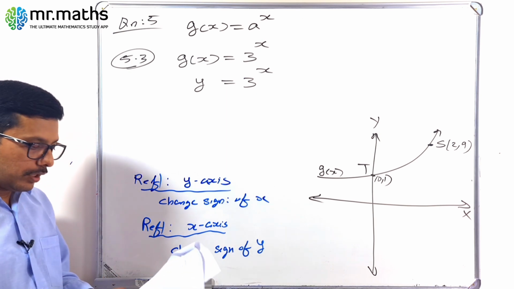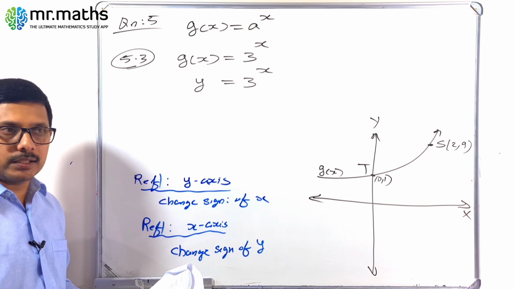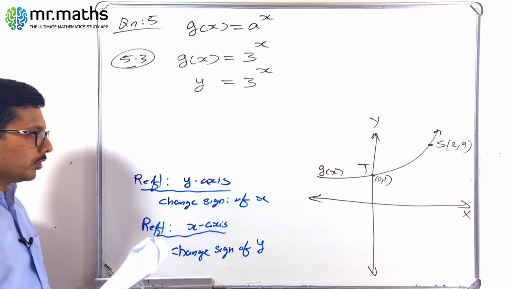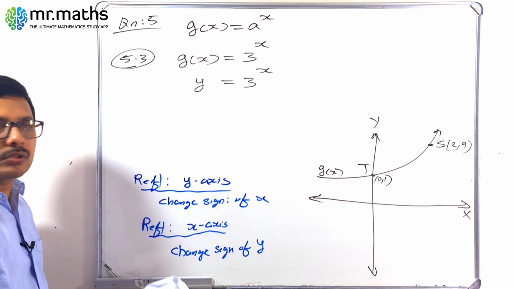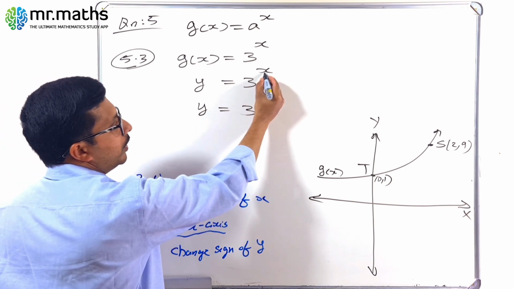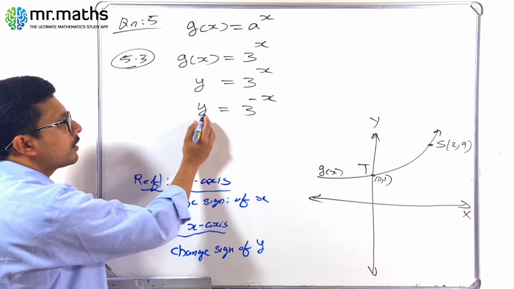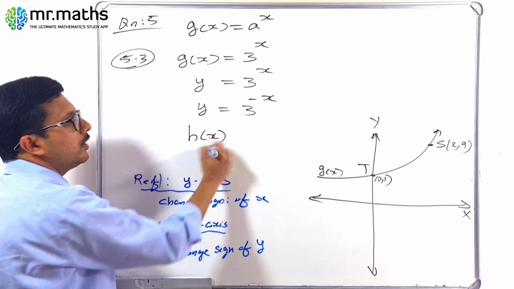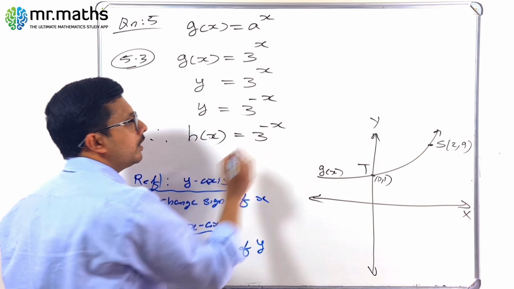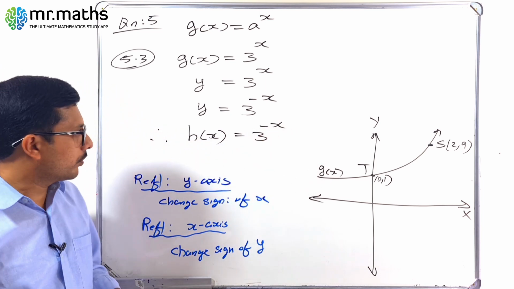Here our question is a reflection. h is the reflection based on the y-axis. So you are supposed to change the sign of x. Look at how I am going to change. y is equal to 3 raised to x. So I am going to write minus x. That's all. This new equation is h of x. Therefore h of x is equal to 3 raised to minus x. So that is the equation of the new graph.